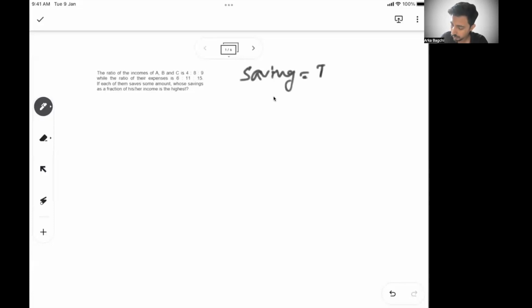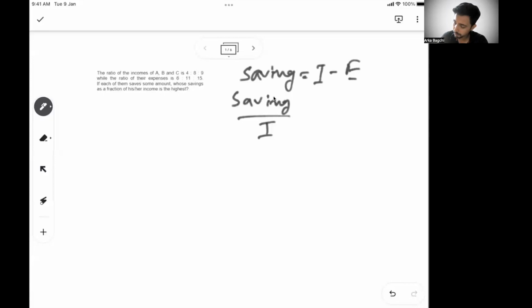savings is basically your income minus expense, right? They said whose savings as a fraction of his income. They can't say savings in terms of absolute value, because they said some savings. So the sum does not qualify to make it an absolute value, so that we can compare each of their saving numbers. But what we can do is savings as a fraction of income. So if we say savings as a fraction of income, this ratio has to be the highest for whom, that's what they are asking for. Savings, we don't know in terms of absolute value.